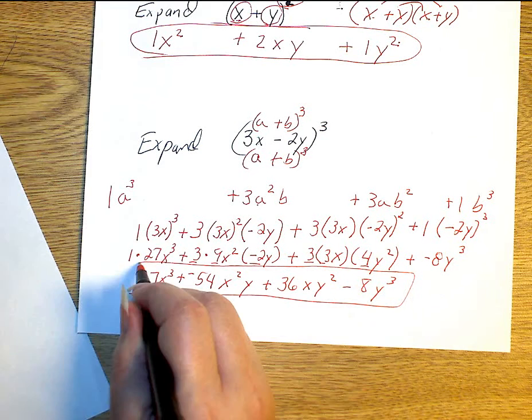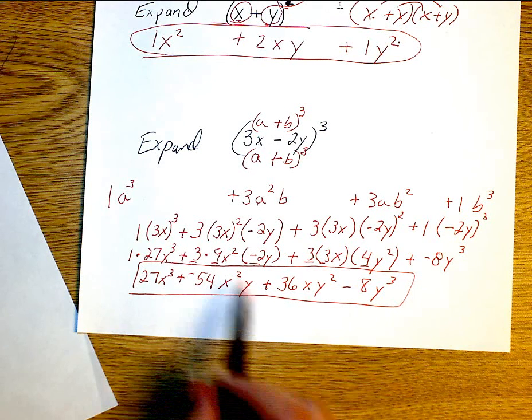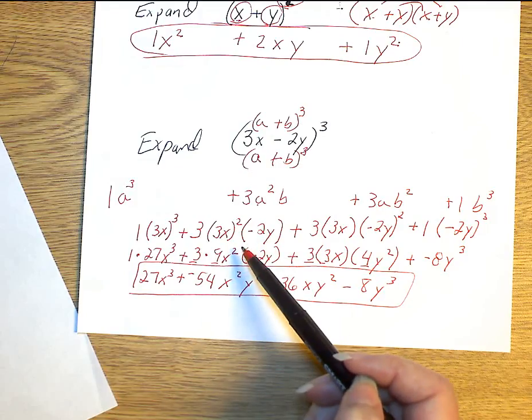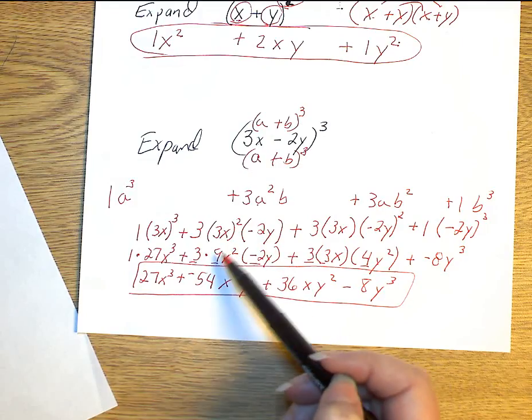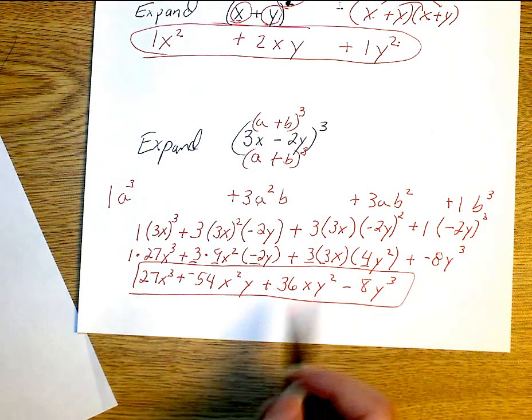Yes. I don't understand that negative 54. I understand that you're combining, but what's 3 times 9 times negative 2? Yeah, I understand that's 54. I think I just wrote it down. Negative 54. Oh.